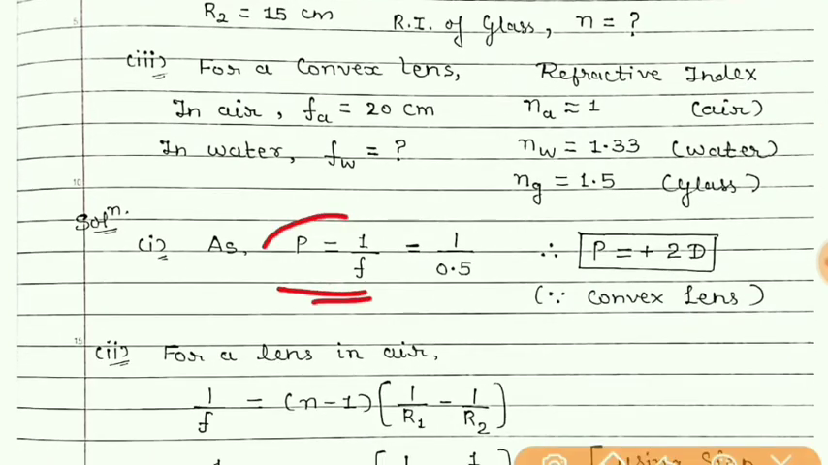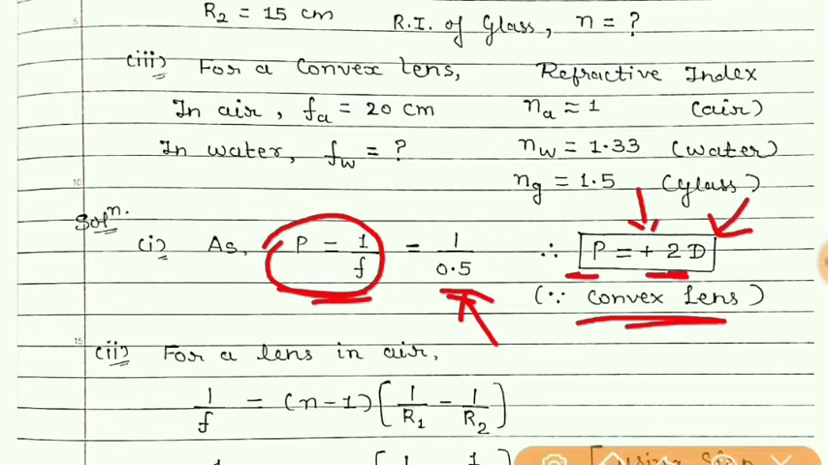Power is inverse of focal length. P is equal to 1 by f. Just put the value of f and calculate, you will get 2. So power is equal to plus 2 D. D means diopter. And as power is positive, definitely it is a convex lens.